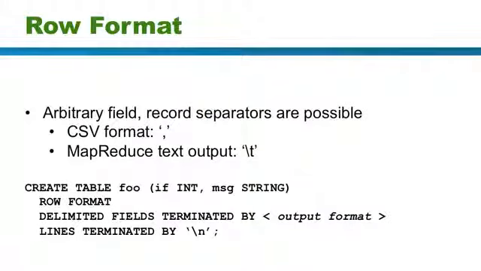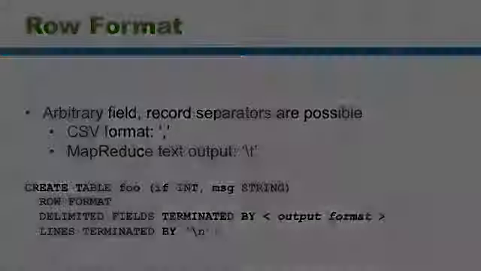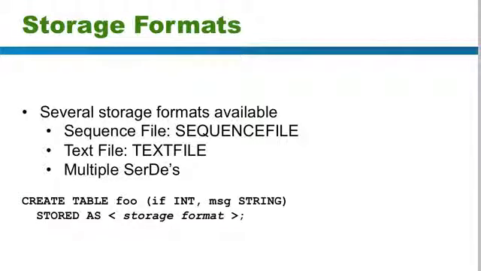You can format the row based on different types of formats. You can format it based on comma, tab delimited, new line, and you can specify that just after the create table statement, as shown on the screen. There are several different storage formats. The popular ones are sequence file and text file, and there are multiple SerDes you can leverage. Those being regular, lazy, HBase, or regex.